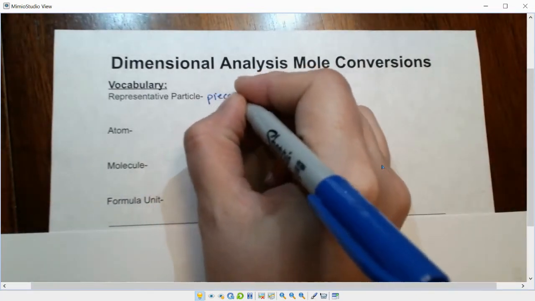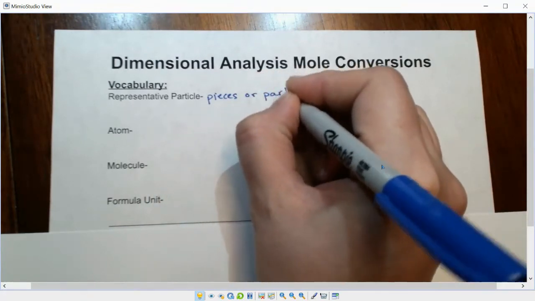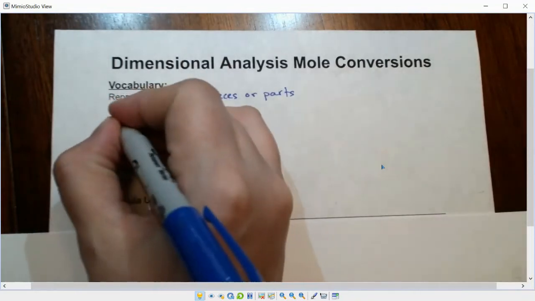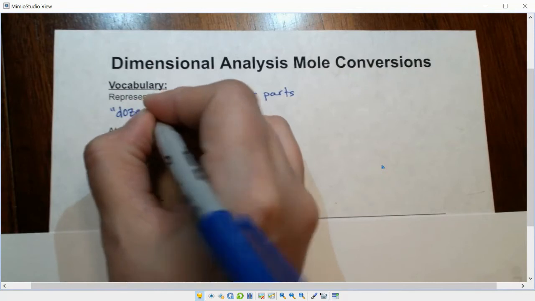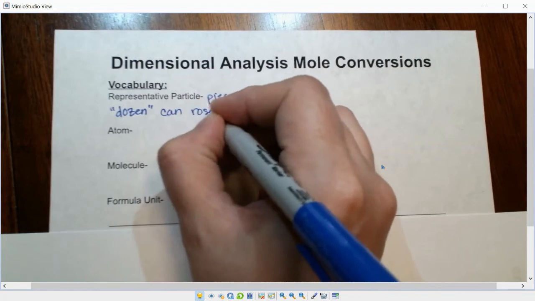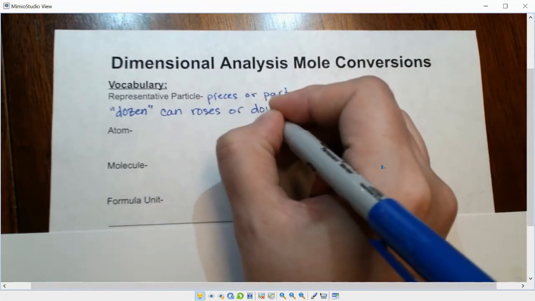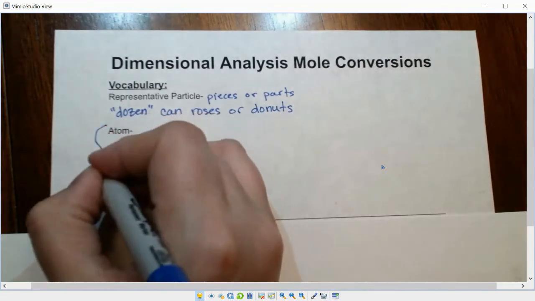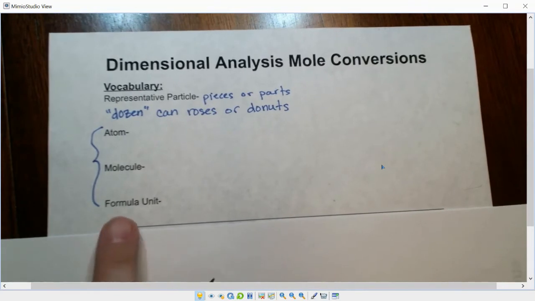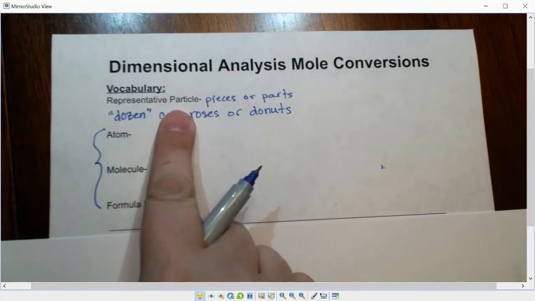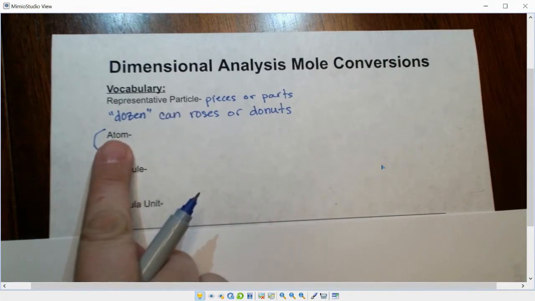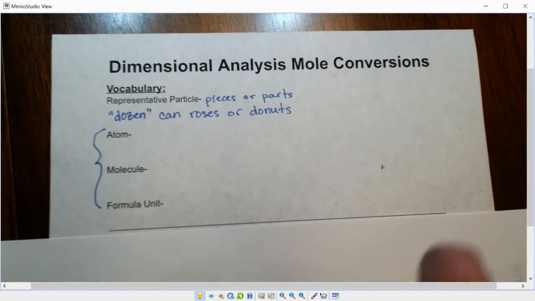the pieces or the parts. And this word can mean many different things, just like the word dozen can mean a dozen roses or a dozen donuts. So each of these three terms down here are examples of words that fall under the classification of representative particles. And we want to make sure that we're being very clear about understanding what an atom is, what a molecule is, and what a formula unit is.